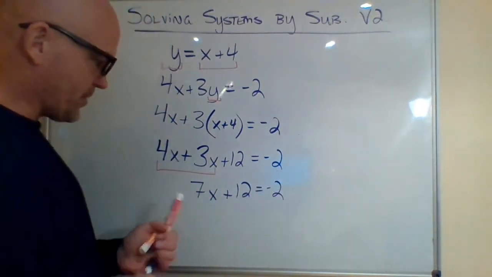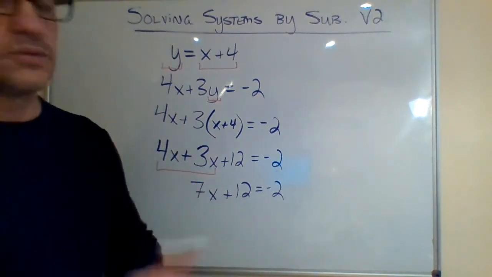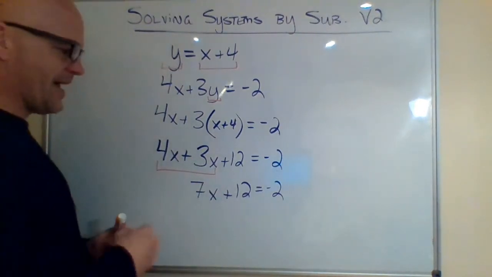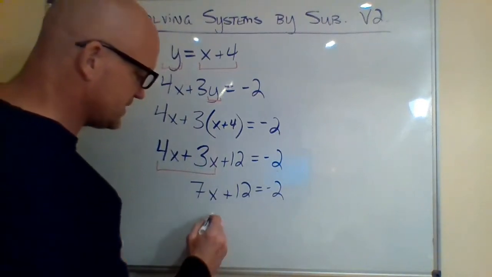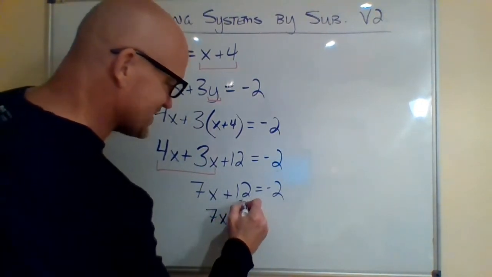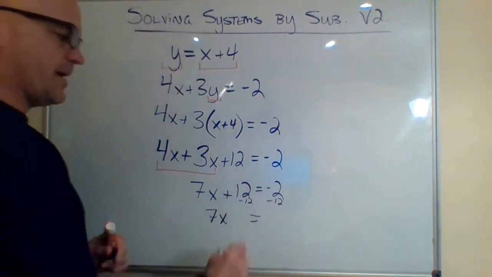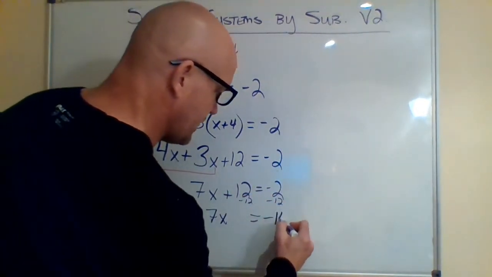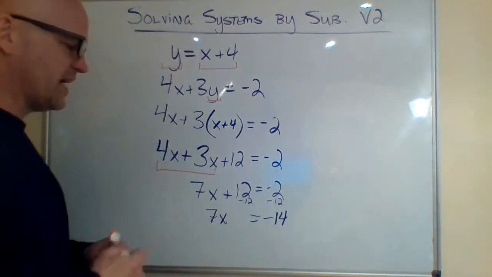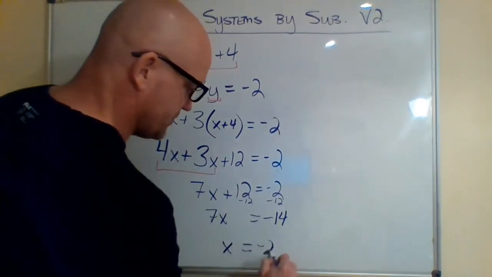Now it's a two-stepper, and I'm running out of room here, so I'm not going to show my steps just because my board's a little too small. So we are going to go ahead and subtract 12 from both sides. That's going to give me 7x when I subtract, I guess I can squeeze it in there. I don't know if you can see that, guys. But negative 2 minus 12 is negative 14. And then I'm going to divide both sides by 7. I'm going to get x equals negative 2.